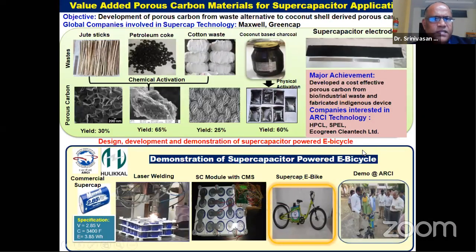So this is where our technology is valuable, to synthesize graphene-like structured carbon from various wastes. This is a summary of the various wastes we have used as a carbon source to convert into porous carbon material through chemical activation as well as physical activation.